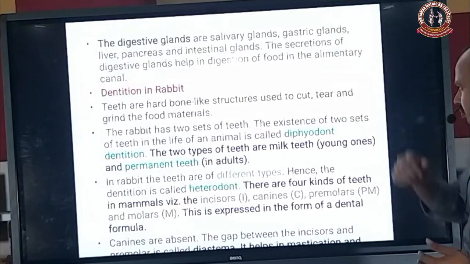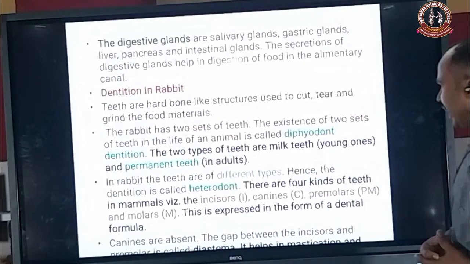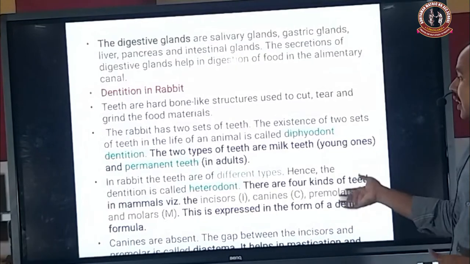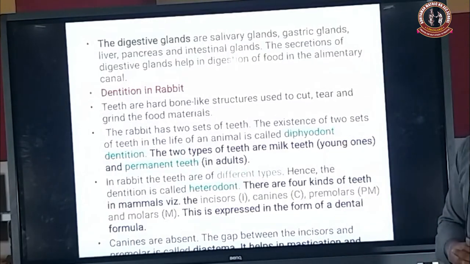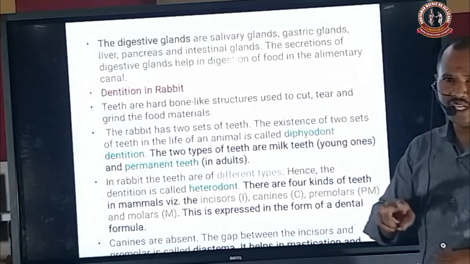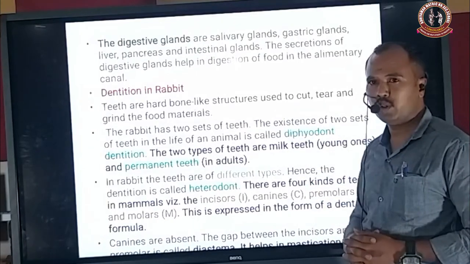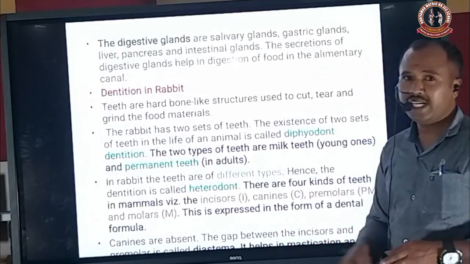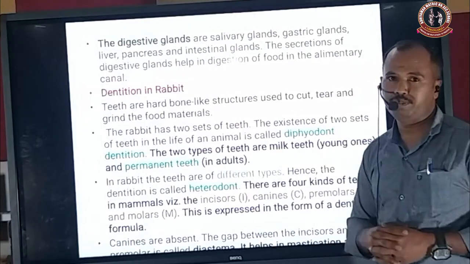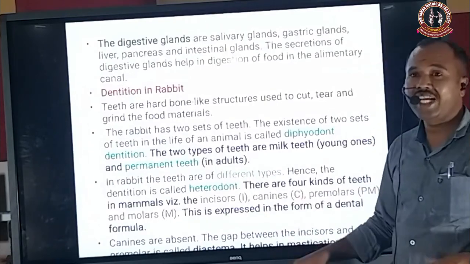And then the rabbit has different types of teeth. What are they? They contain incisors, premolars and molars, so it is classified under heterodont. When an animal has two sets of teeth in its lifetime, it is called diphyodont. When an animal has different shapes of teeth, it is called heterodont. They contain incisors, premolars and molars, but the canines are absent.